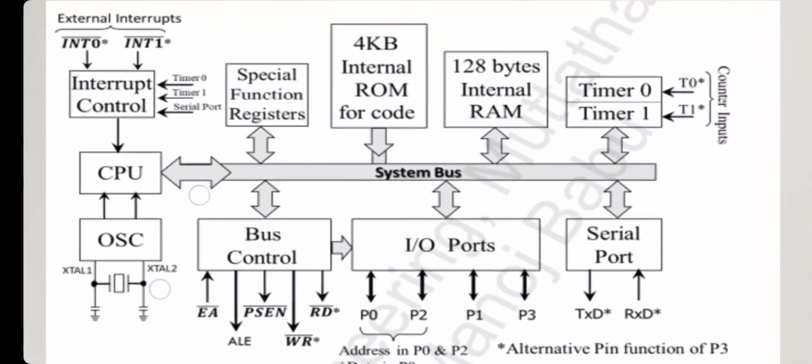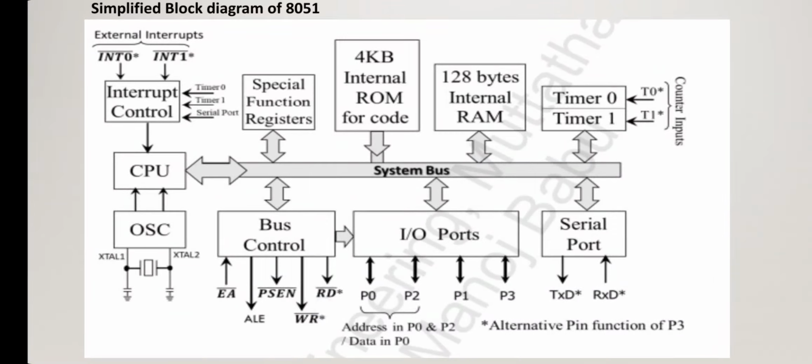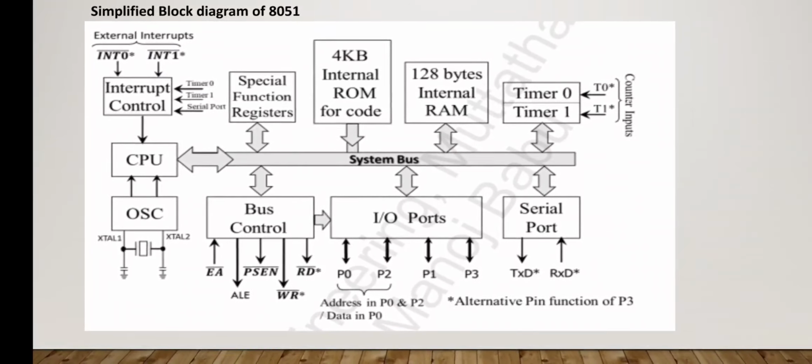It includes a CPU, that is central processing unit, which is the main component of the 8051, and it has an oscillator circuitry, crystal oscillator, which produces a clock pulse of 12 megahertz, and it has two pins XTAL1 and XTAL2 through which we are providing the signals for this oscillator.